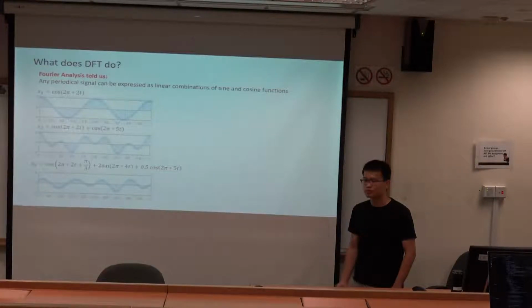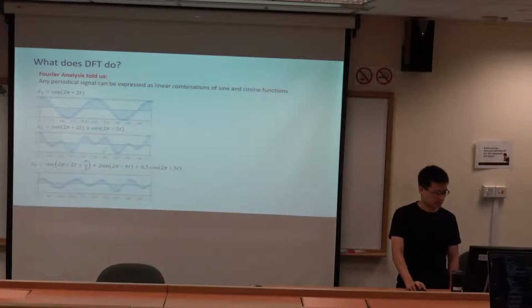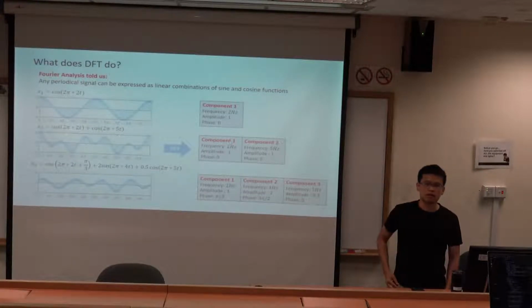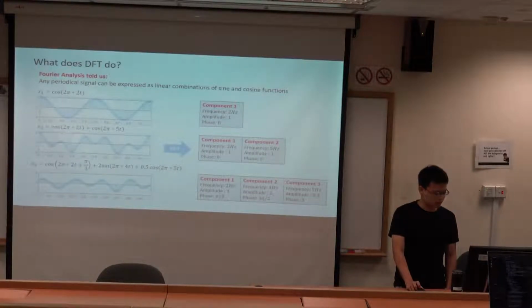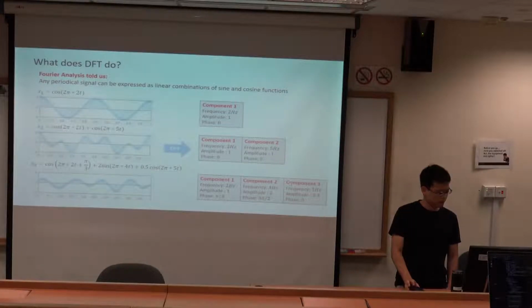So basically, DFT does this for us. It will produce a result like, this signal has 3 components. The first one with amplitude 1, frequency 2 hertz, and phase of pi over 3.